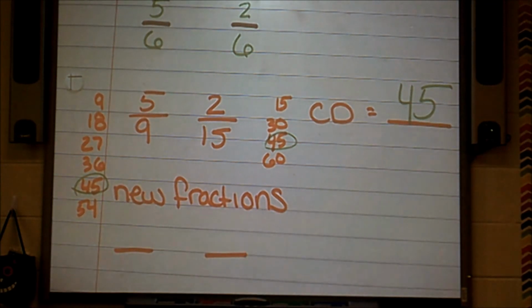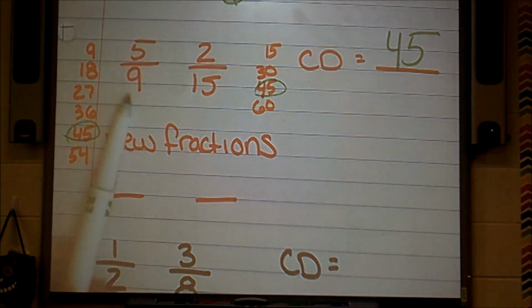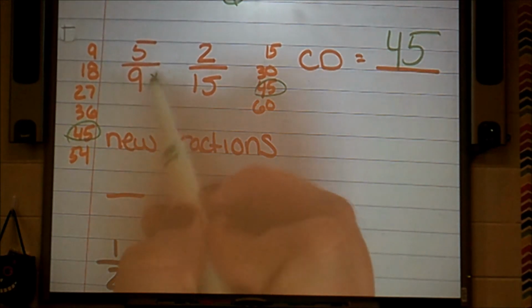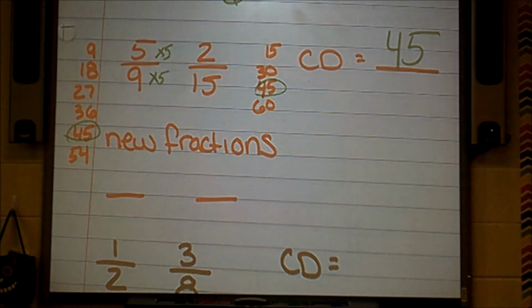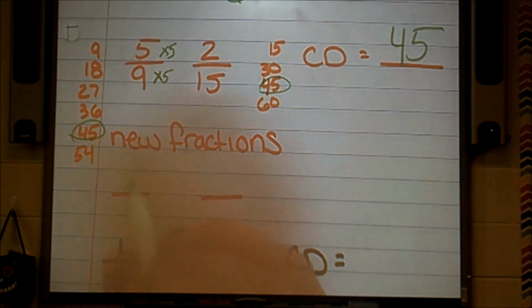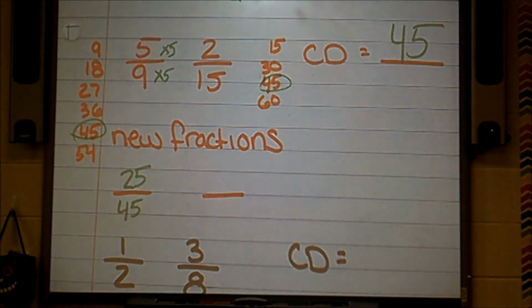Now I have to get new fractions with a denominator of 45. Now how do I go from 5/9 to a denominator of 45? What am I going to multiply? 9 times what gives me 45? I have it right here. 1, 2, 3, 4, 5. Oh my gracious, I can multiply by 5, numerator and denominator, to get an equivalent fraction with a denominator of 45. Hooray!